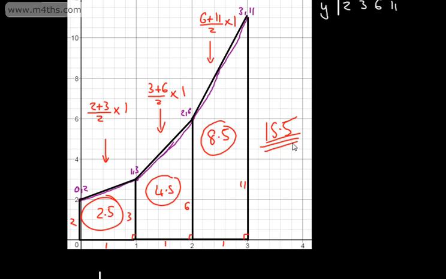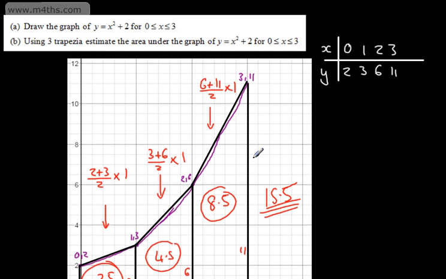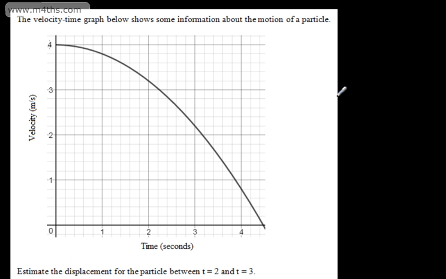Let's say we did 6 trapezia. So if we did 6 trapezia, what we'd end up with is splitting them by half, just there, and we would get a much nicer fit to the curve. So there we go. That's an estimate for the area trapped under the curve between 0 and 3. Right, let's do another one.